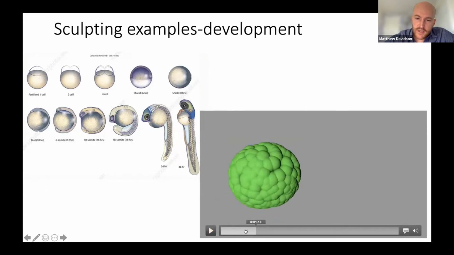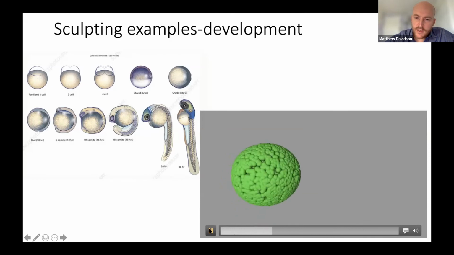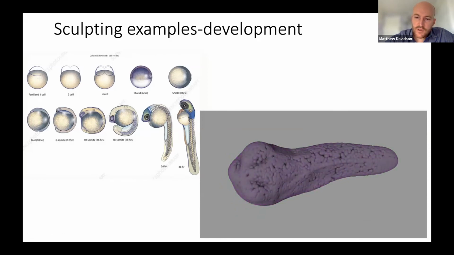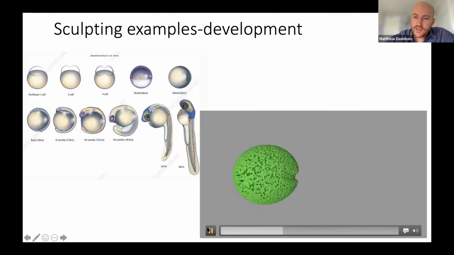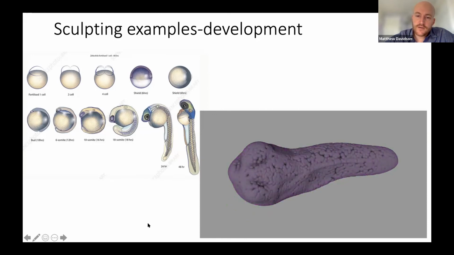simulation of a single cell becoming multicellular and then undergoing gastrulation and then extension with all these other cells. I just kind of made this up, but I was trying to mimic what we see in zebrafish development. So I think this is a super cool animation, a cool way to visualize things using sculpting.